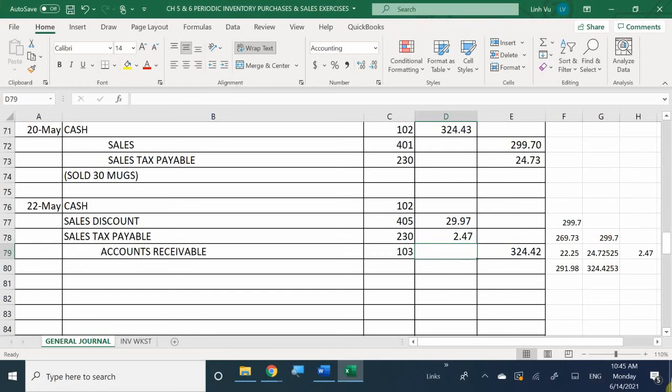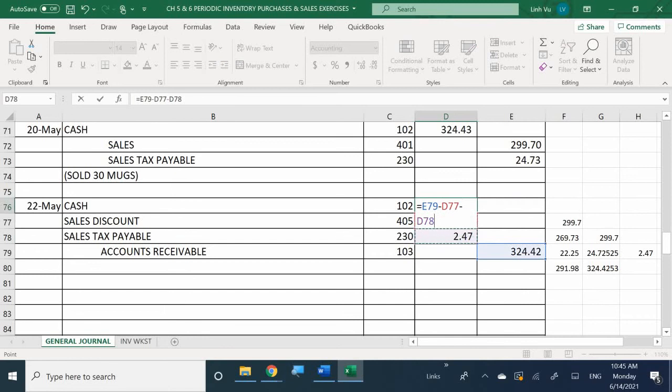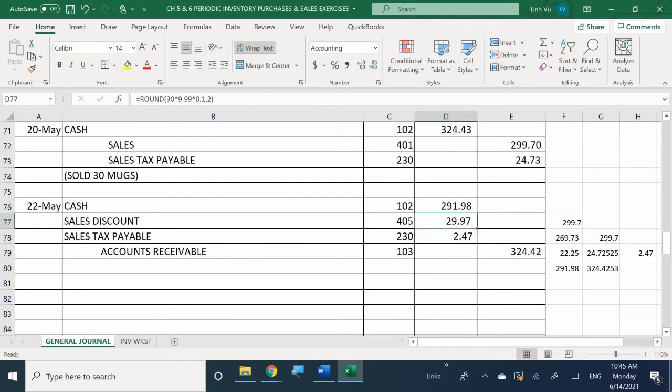So in this case, how much am I going to be receiving from customer B? The 324.42. That's the full amount that he owes me. But if he received a 10% discount, is he going to pay me in full? It'd be $297.23. Where'd you get that number? Oh, you came up with 291. Hold on a second.